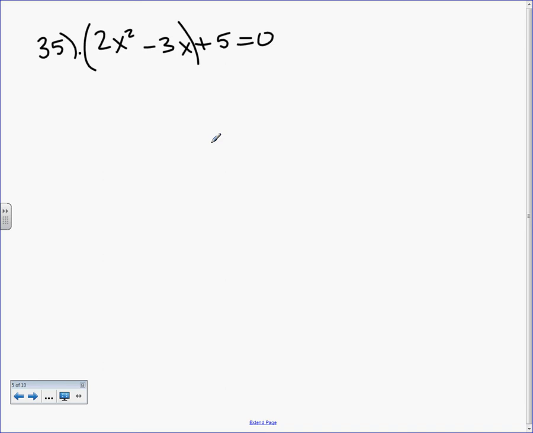Step 3. Has to be a 1. How do I make this a 1? Pull out a 2. Divide by 2, right? If I pull out a 2, just in the grouped part, I'm going to get x squared. Don't be fancy. Negative 3 over 2 is negative 3 over 2. That's fine. You could write 1.5 if you really wanted to, but I don't.